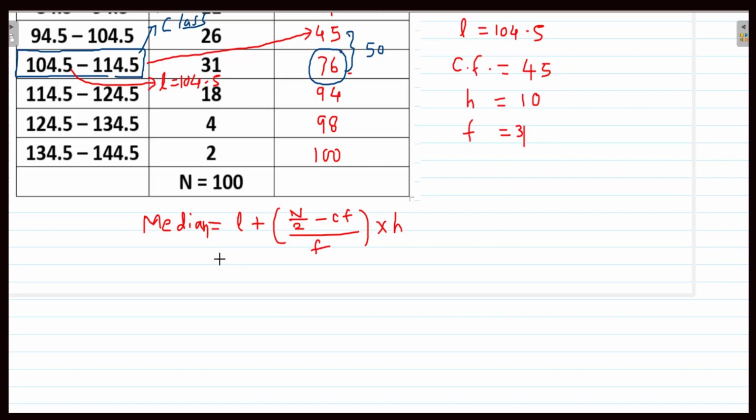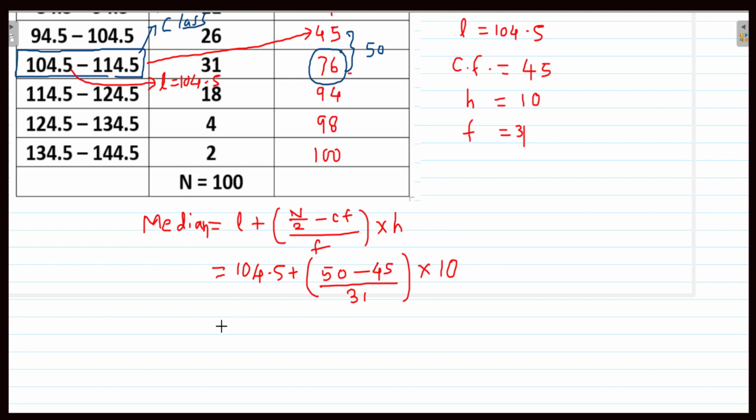Now here put the values: L is 104.5, so 104.5 plus into bracket n by 2, that is half of 100, is 50, minus cumulative frequency is 45, so minus 45 upon f, that is frequency is 31, multiplied by h, and here h is 10.